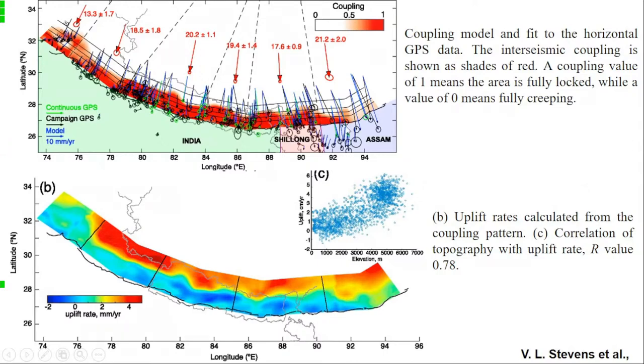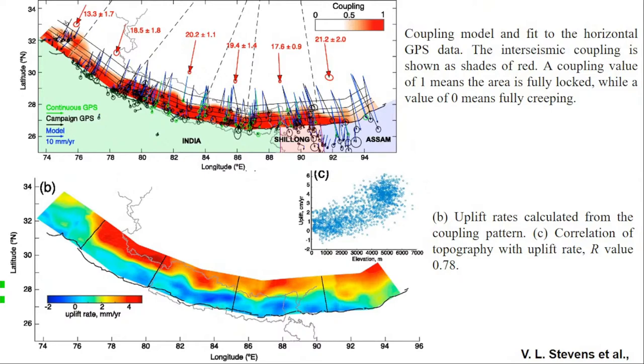Then this is the convergence rate. Here you can see less convergence, then convergence is increasing, then again it is decreasing here, and then here it is maximum. Why is it decreasing? Due to the Karakoram fault. Most of this tectonic convergence is absorbed and accommodated by the Karakoram fault movement.